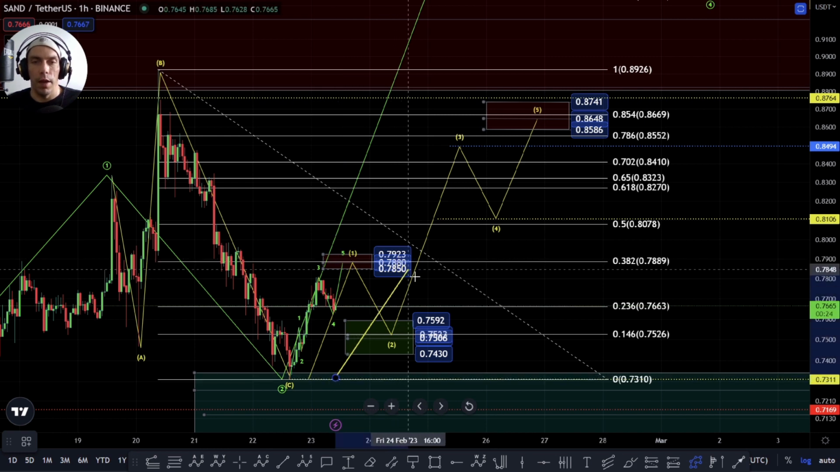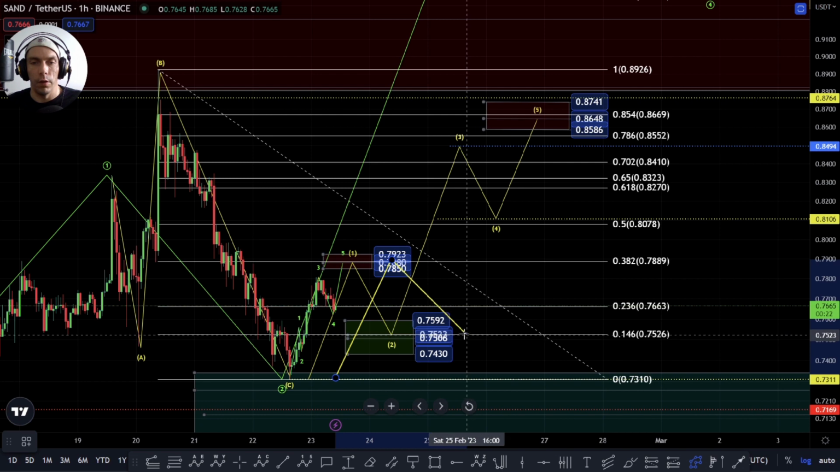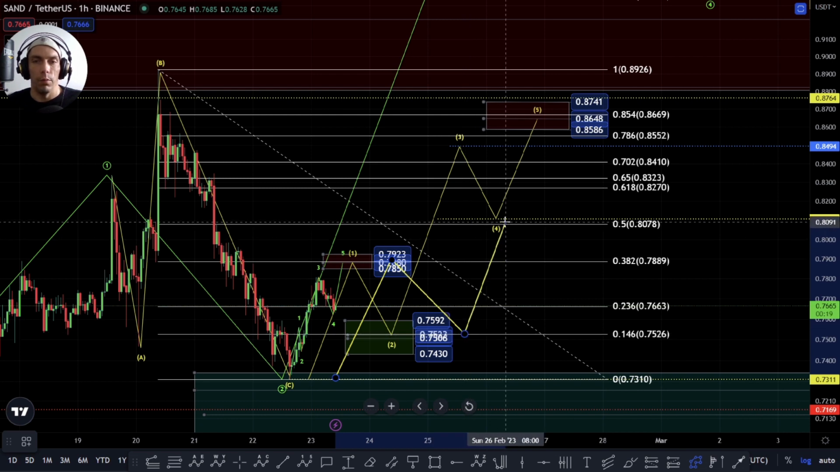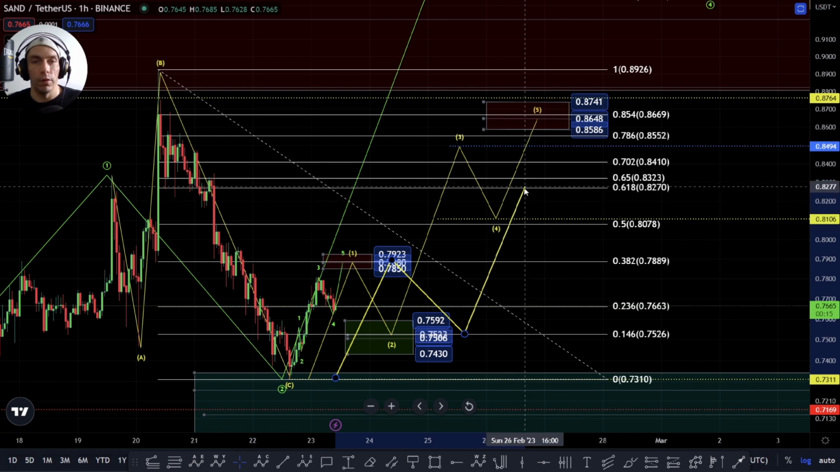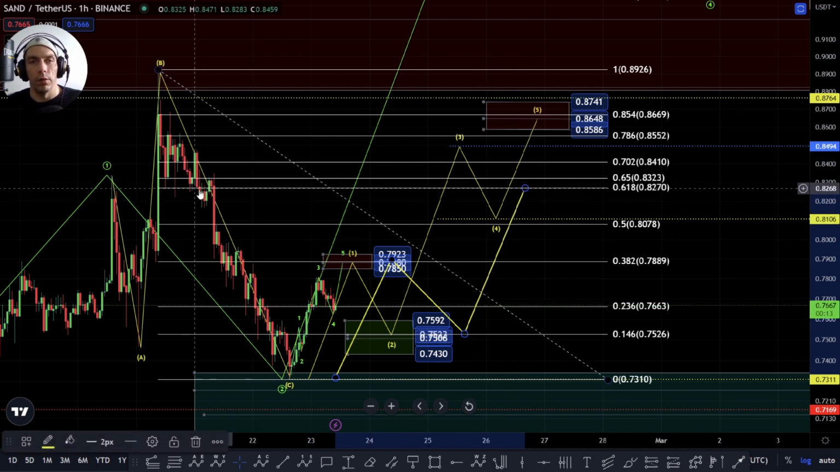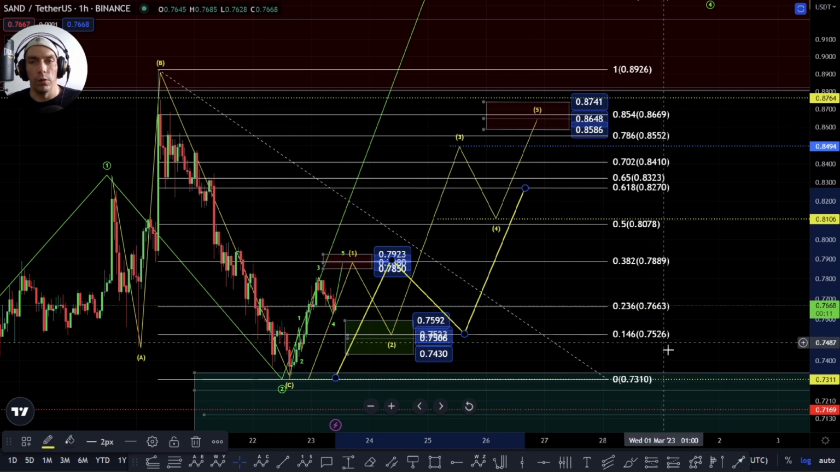This could just form an A up into here, we come back down for a B, and then we form a C wave like this and only manage to hit that 50%, or potentially even extend a little bit higher and come into this golden pocket, and then it just looks to continue down.